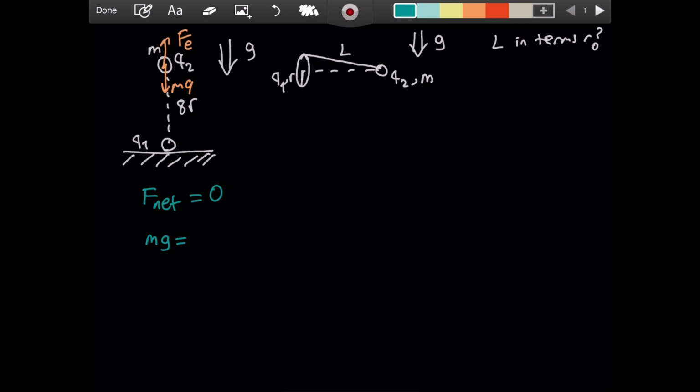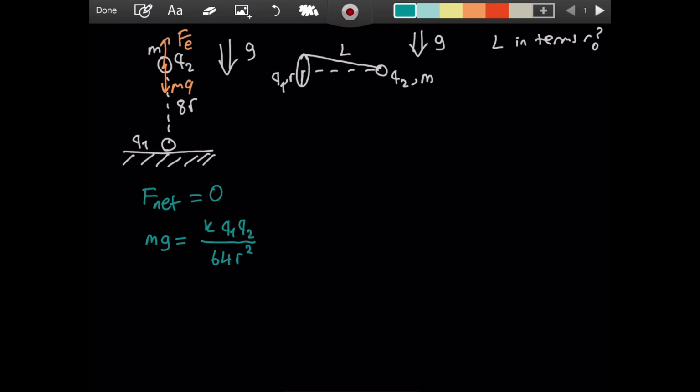Well, using Coulomb's law. It is Coulomb's constant times the first charge times the second charge divided by the square of the distance between them. What is 8r squared? It is 64r squared. Cool. This is all the information that we can gather from the first system.